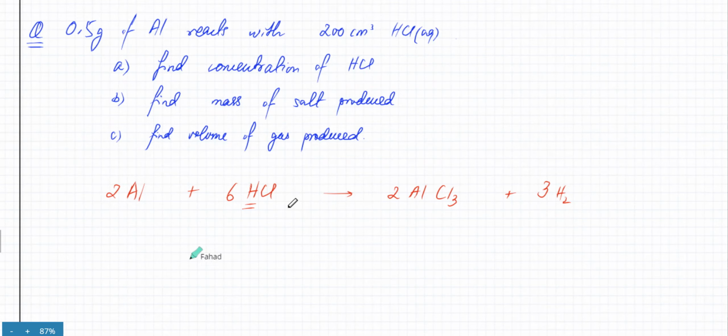So what's given? You're given aluminium के बारे में given it's 0.5 grams of aluminium. अच्छा और क्या given है? HCl जो solution है ना उसका volume given है. So the volume of HCl solution is given. It's 200 cm cube. Now that's the only thing that's provided. और कुछ भी नहीं given, ठीक है? Nothing else is given.